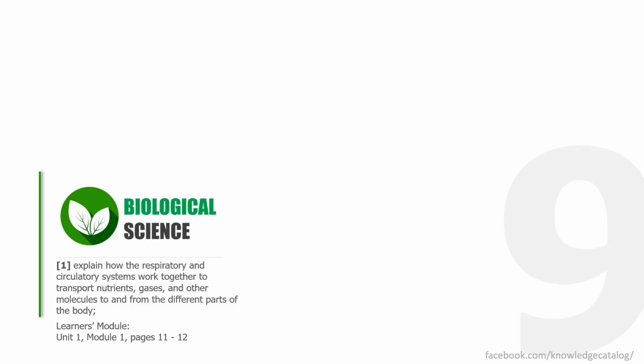It is going to discuss things in the first learning competency of grade 9, and it is as follows: explaining how the respiratory and circulatory systems work together to transport nutrients, gases, and other molecules to and from the different parts of the body. If you have a copy of the learner's module, you may refer to Unit 1, Module 1, pages 11 to 12. So, 2 pages lang, pero yeah, it's quite the work. And so, let's begin.